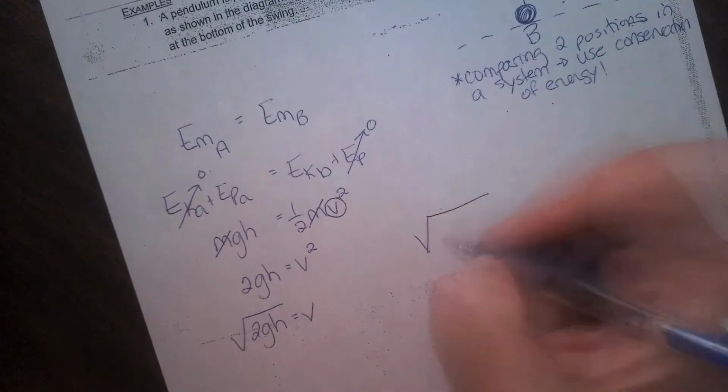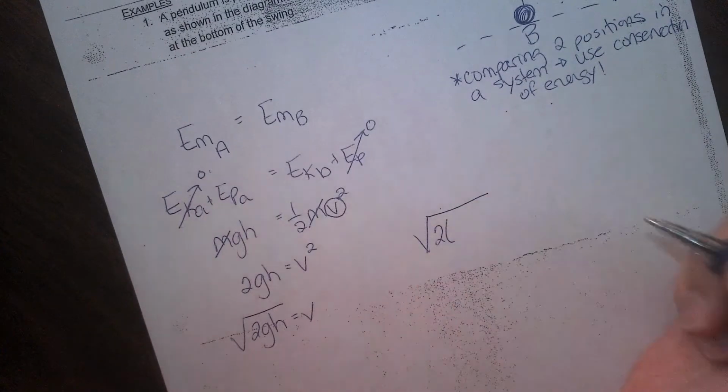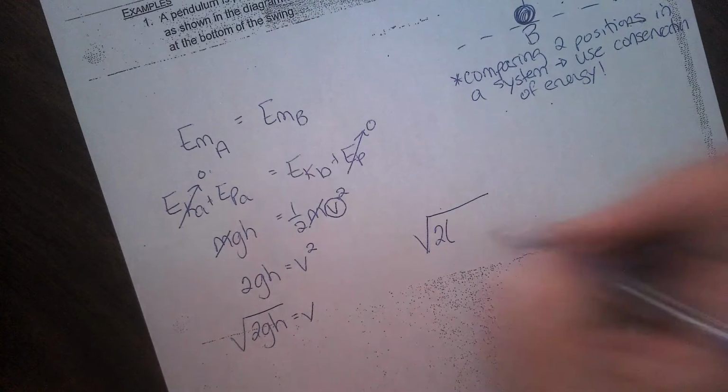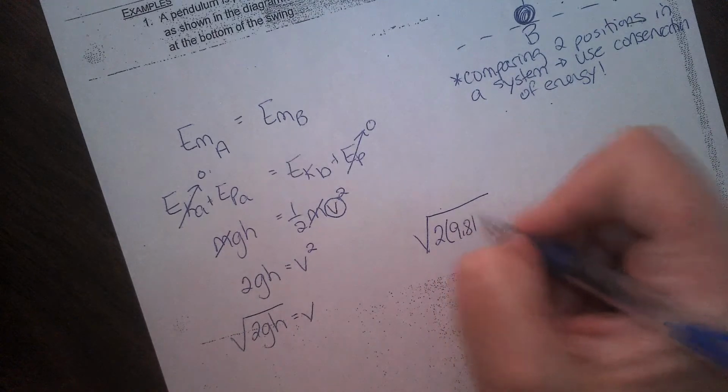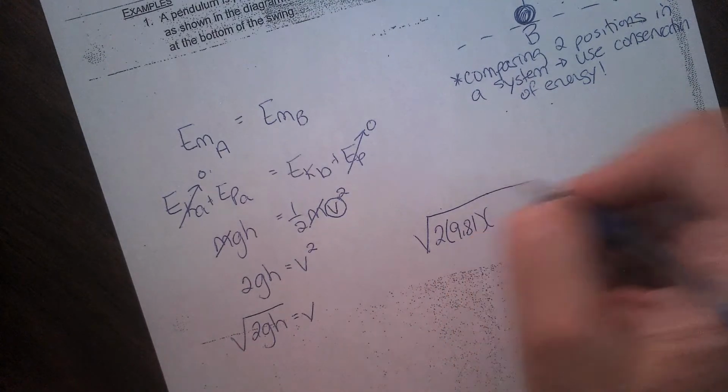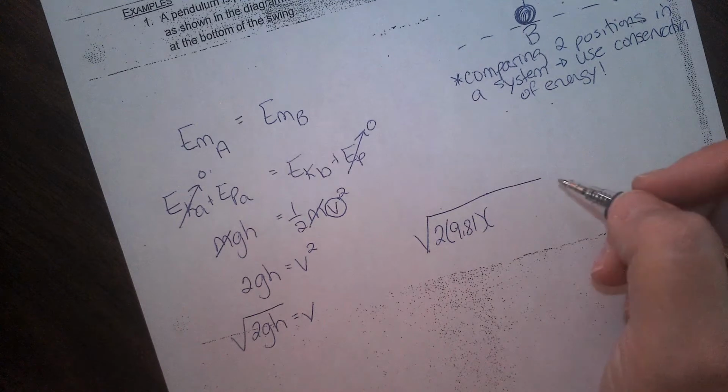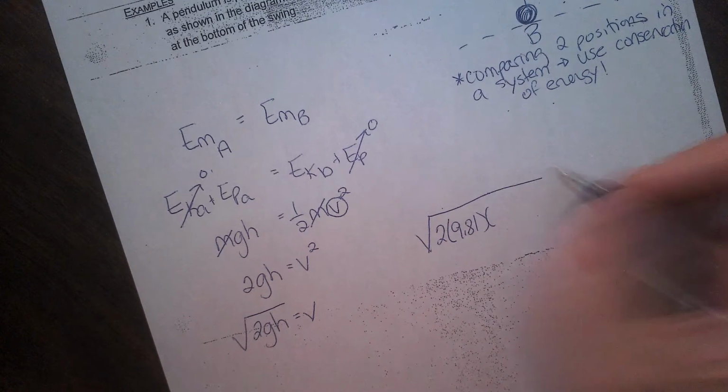So let's solve for that. 2 times g is what? 9.81. And the height is 13 centimeters. What's our base unit in physics? Meters.